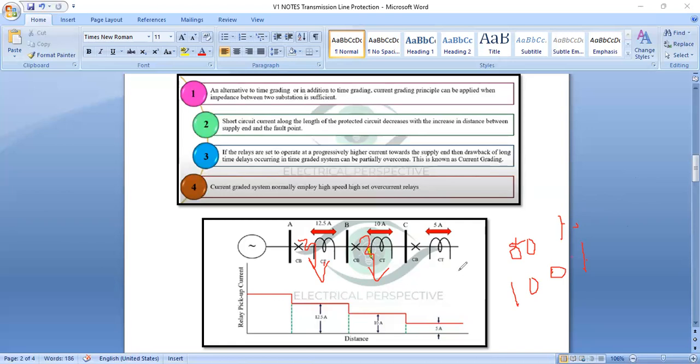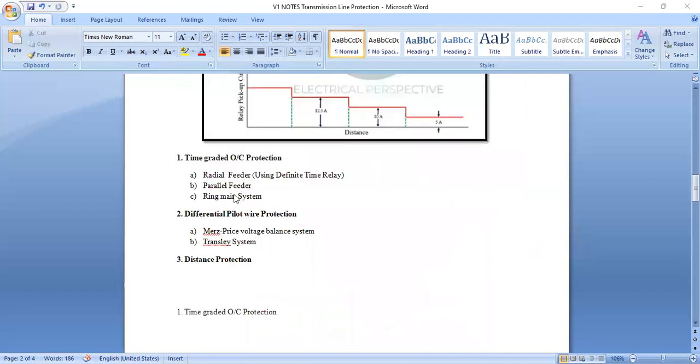But in the transient condition, it is difficult to maintain the accuracy of the reading. So these are the difficulties in the current graded system. Now, the second topic is the time graded over current protection. So what is the time graded over current protection?